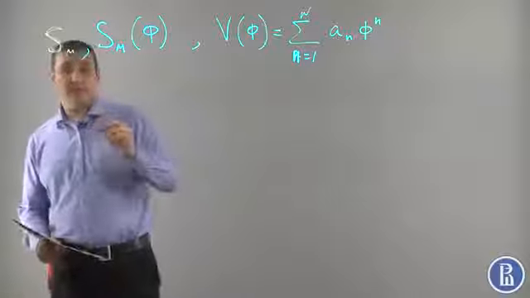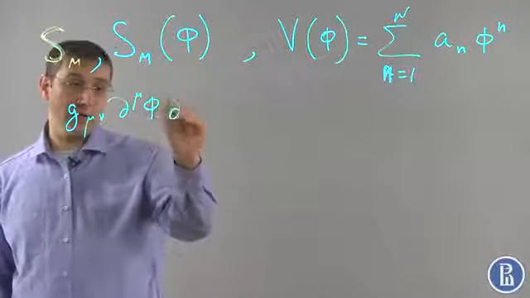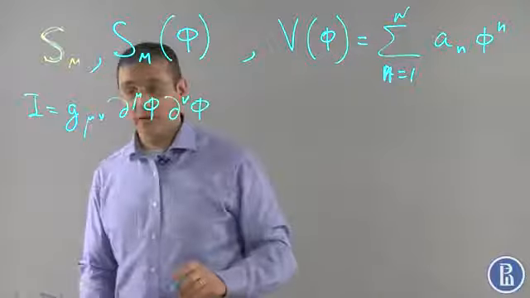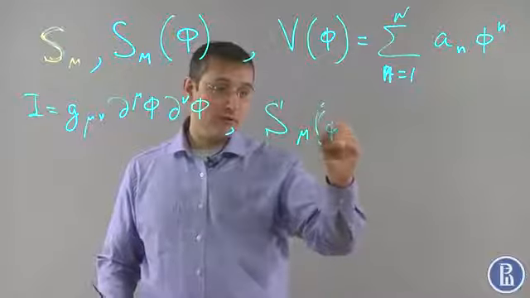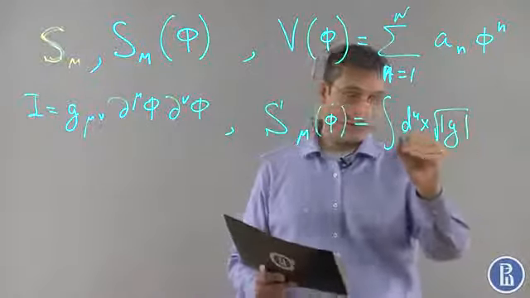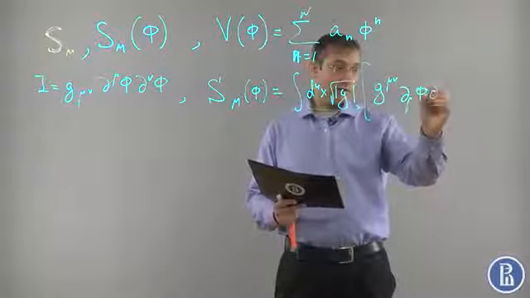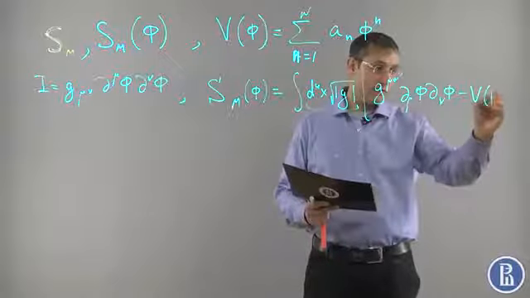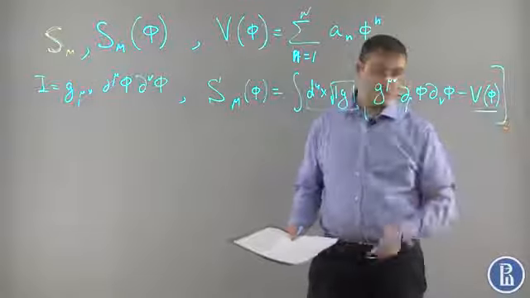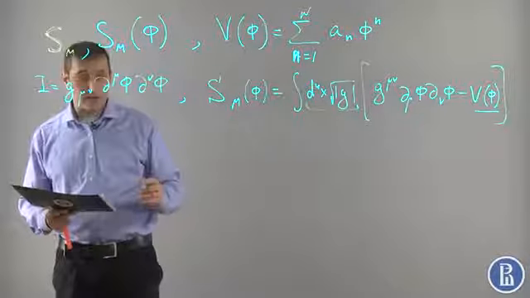Then the simplest invariant that contains derivatives of the scalar field can be built as follows: d mu phi, d nu phi. So this is the simplest invariant. Having this invariant and this invariant at our disposal, we can write the scalar field matter action as follows. It is just the integral over d4x square root of modulus of g, so this is invariant, multiplied by this invariant, g mu nu d mu phi d nu phi, minus V of phi. So this is the simplest example of the scalar field action, where this is a potential and this is the kinetic part.